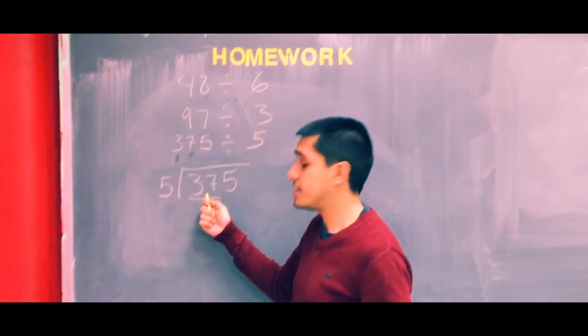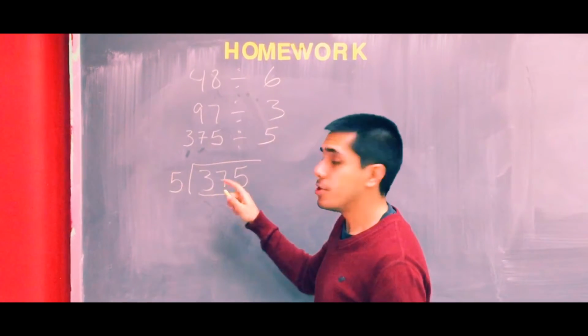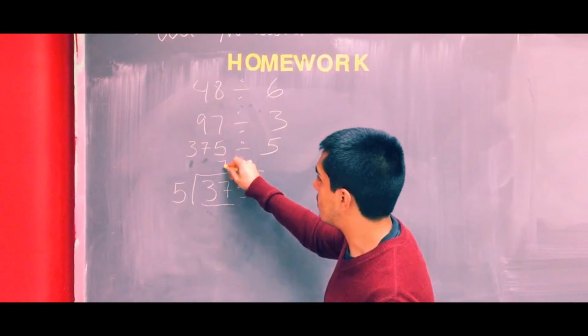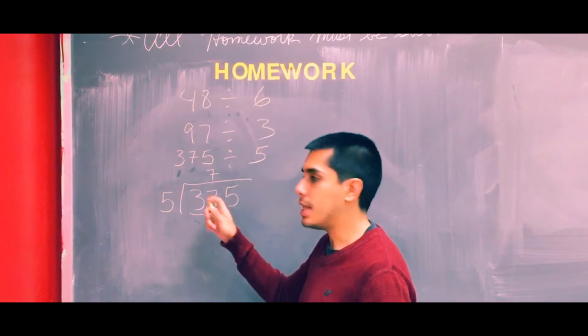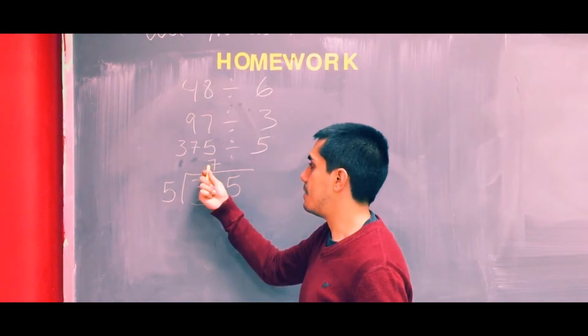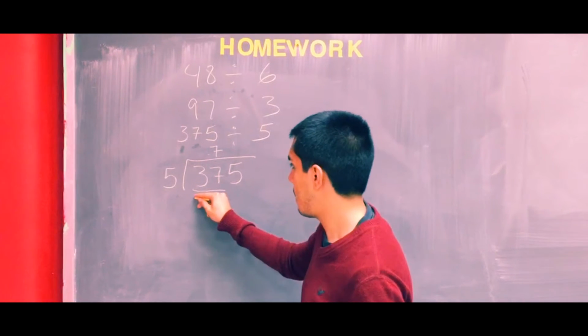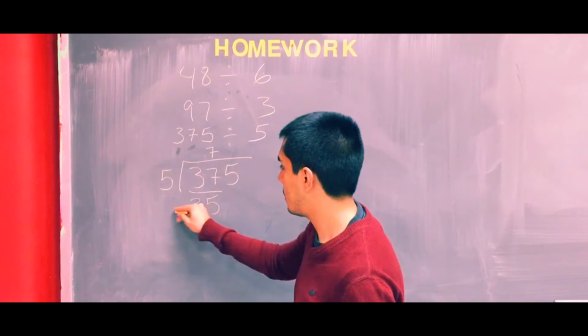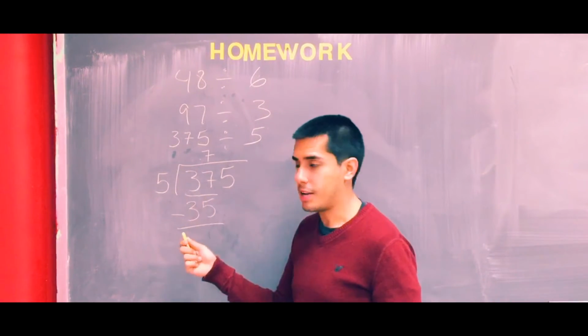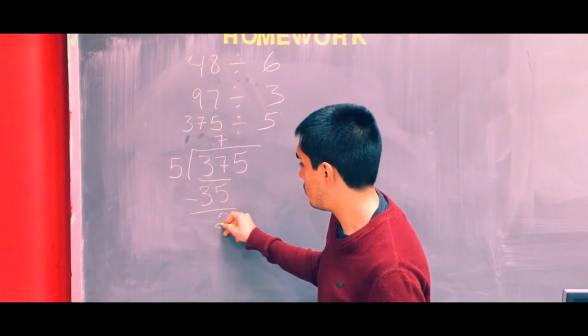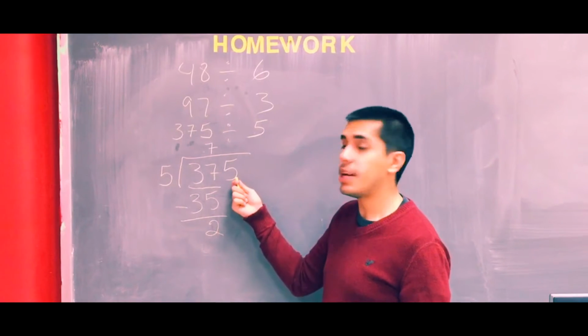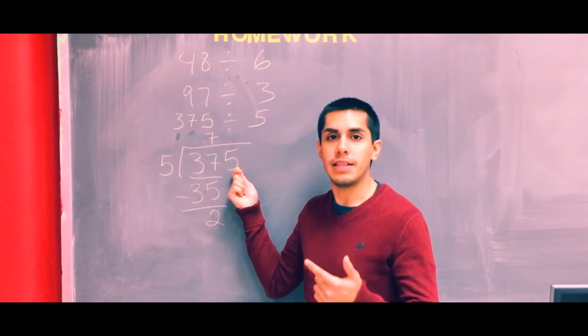And 5 goes into 37 7 times. You're going to put the 7 on top of the number that they're dividing. So 7 on top of the 7. And then they have to multiply these two. 7 times 5 is 35. They'll write it on the bottom. And they'll subtract. 37 minus 35 is 2. So we'll put a 2 there. Now since there's still a number here, they have to divide that as well.